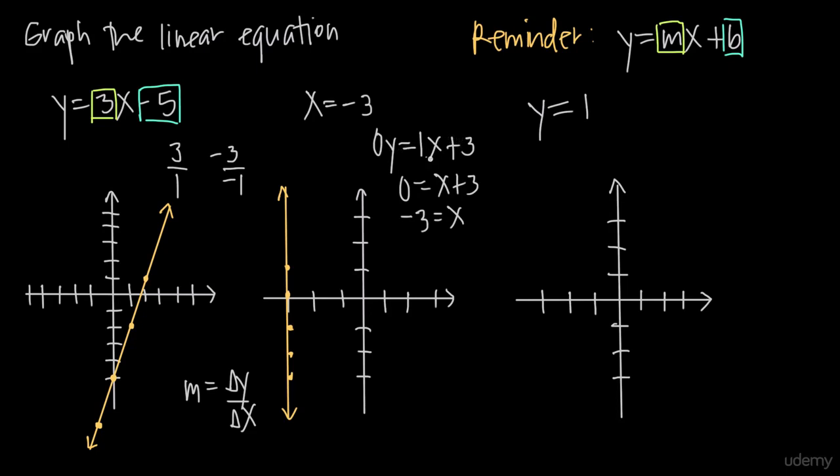Notice that if we try to plug in points for x that are not x equals negative 3, we're going to get something that's undefined, right? So we know x is always equal to negative 3.